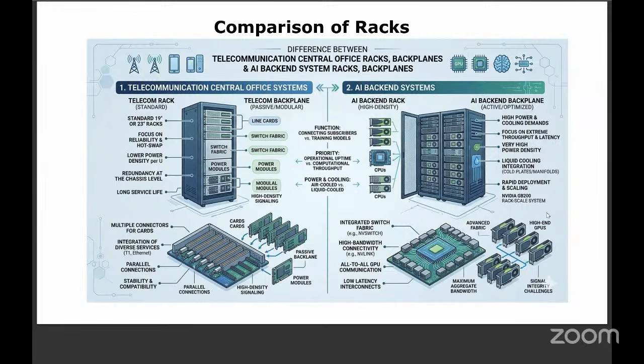And on the other side, we have the AI backend system, which is called a hyperscaler server rack. This uses high power and cooling, and focuses on extreme throughput and latency, very high power density. In fact, the power density is so high, sometimes the entire rack can be a power rack. Again, liquid cooling is an option. Air cooling is no more possible.